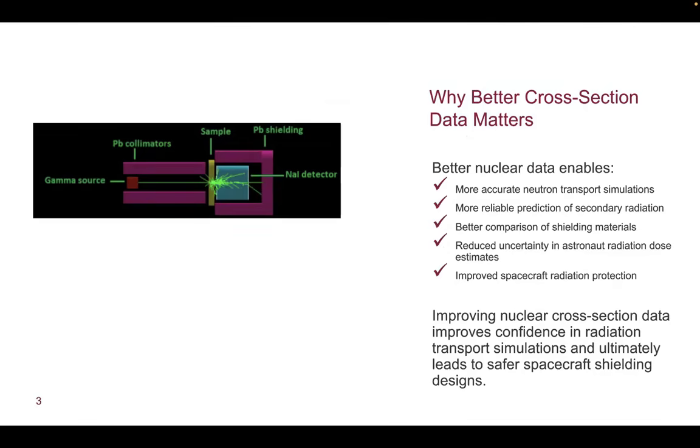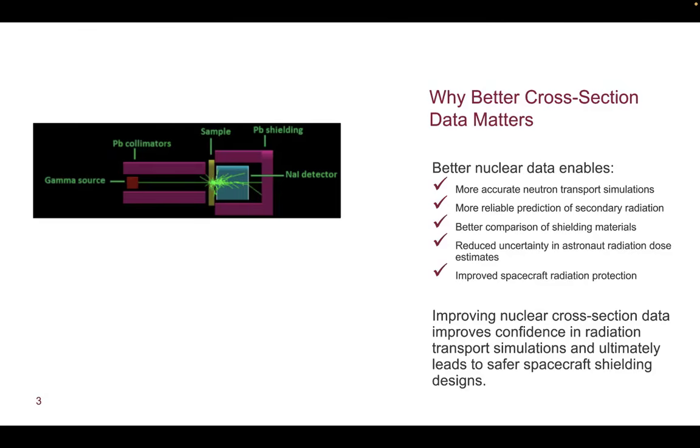Although today's transport codes are extremely powerful, they are not perfect. There have been several studies that have shown that different transport codes can produce noticeably different radiation dose predictions for the same spacecraft configuration. Much of this uncertainty comes from differences in the underlying nuclear interaction data and the physical models used by each code. Improving microscopic cross-section measurements would reduce these uncertainties throughout the entire simulation process.